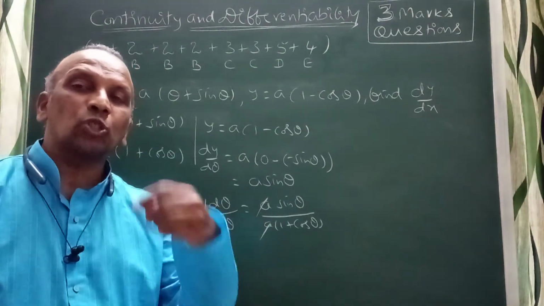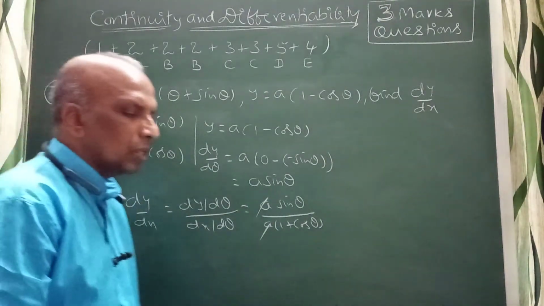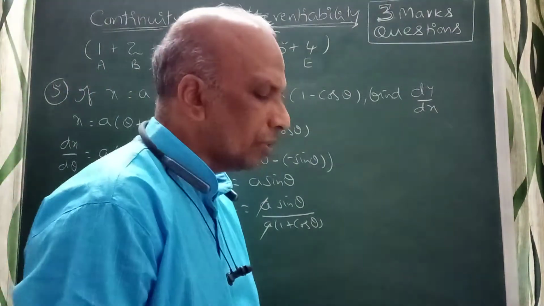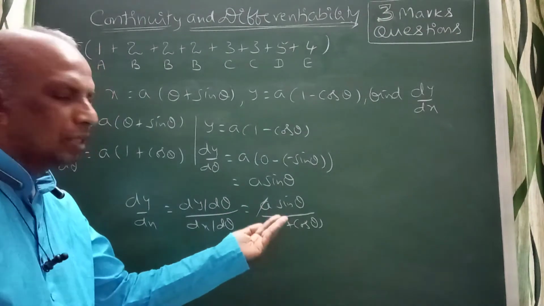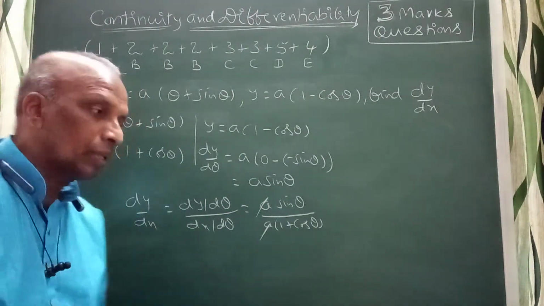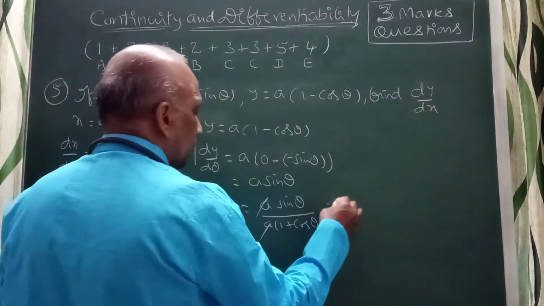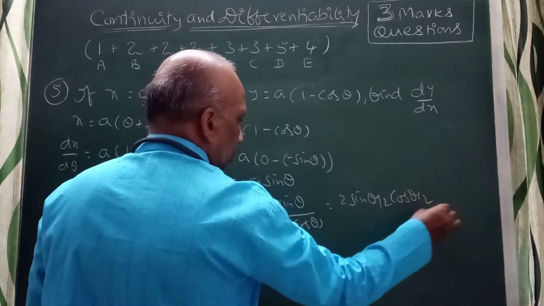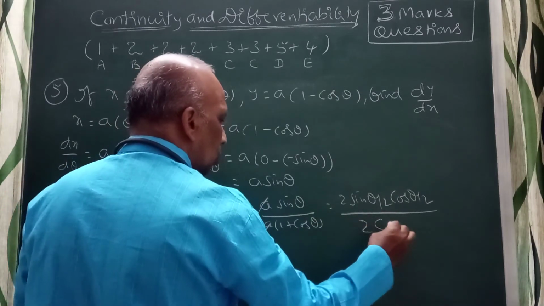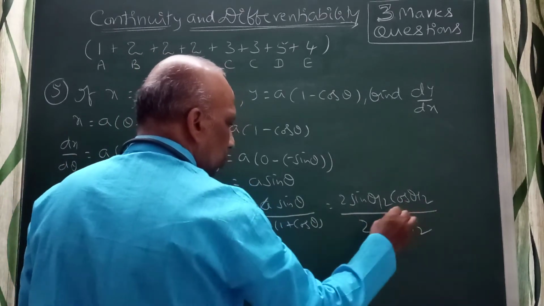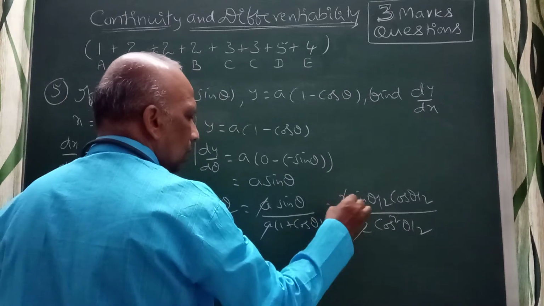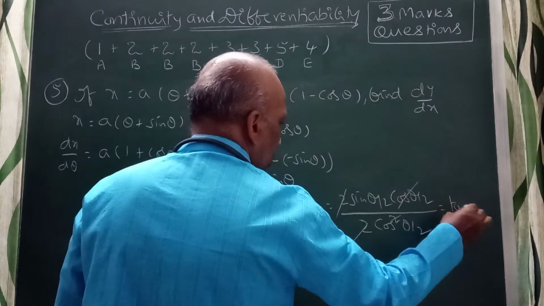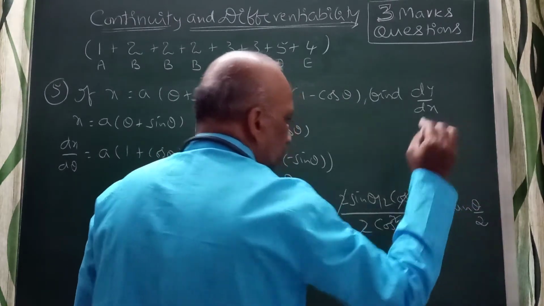Sometimes they will say show that or prove that, if they give. So in that case you should simplify. Otherwise, directly I can write your answer like this: sin theta by 1 plus cos theta. Still, if you want to simplify, sin theta means 2 sin theta by 2 cos theta by 2, by 1 plus cos theta, 2 cos square theta by 2. So 2 gets cancelled. Sin theta by 2 by cos theta by 2, tan theta by 2.